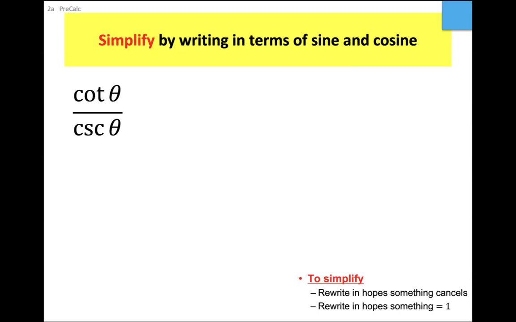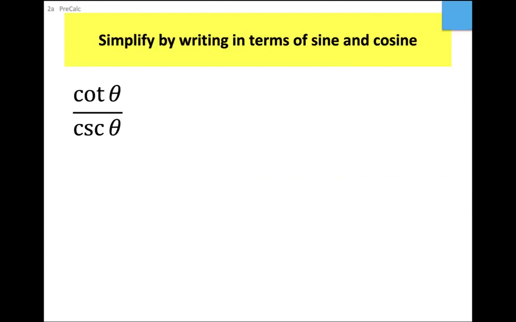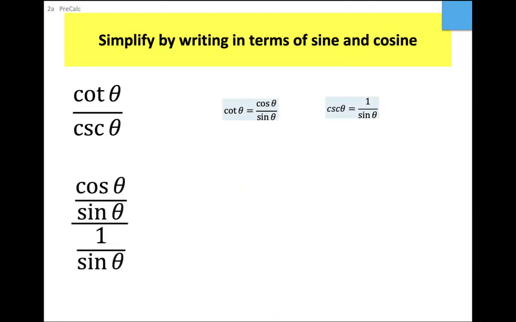Well, the numerator is cotangent, the denominator is cosecant. If we look at all the trig identities we have so far, we see that there are times when it says cotangent and cosecant, right? So if we were to write cotangent as cosine theta over sine theta, and if we were to rewrite cosecant as 1 over sine theta, watch what I do. There are my two trig identities I'm about to use. It would look like this. And notice I have a fraction over a fraction.